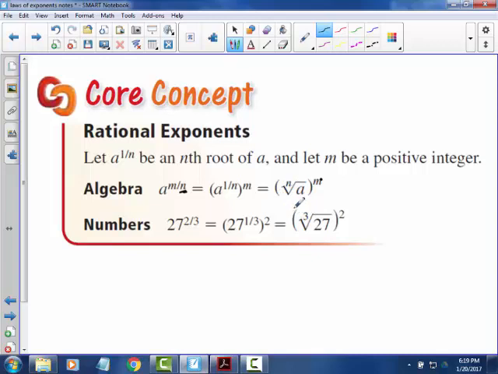Now I'm not going to ask you to be taking roots and doing all that today. I'm just going to be asking you to be comfortable with changing between a fraction as an exponent to the radical version and back. All right, so let's take a look at a couple of these.